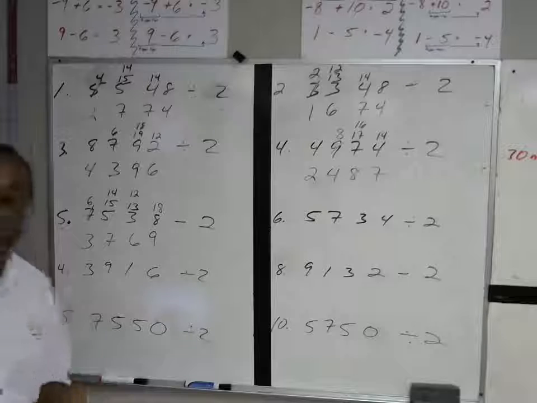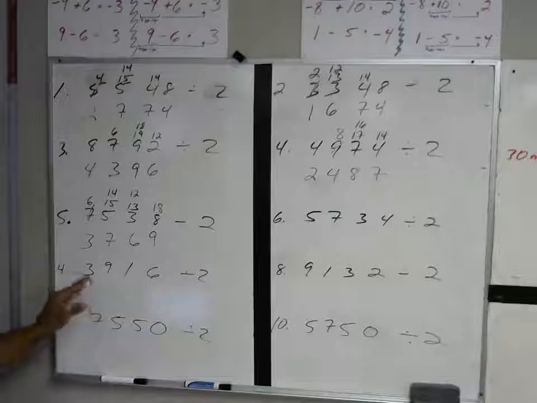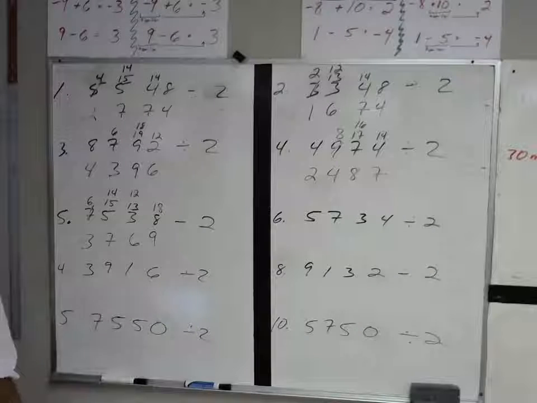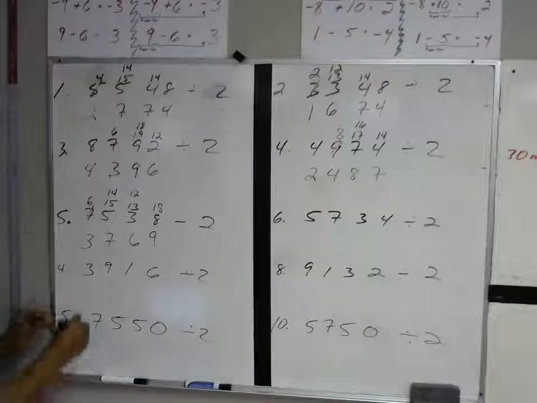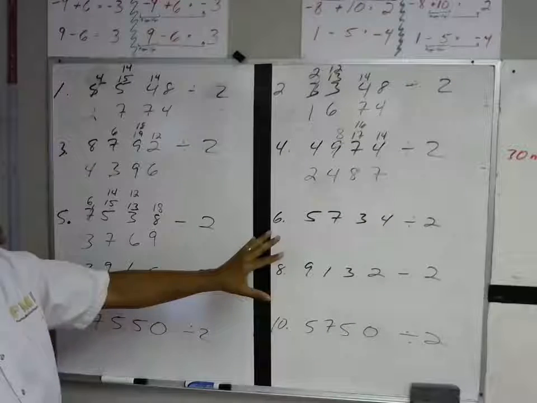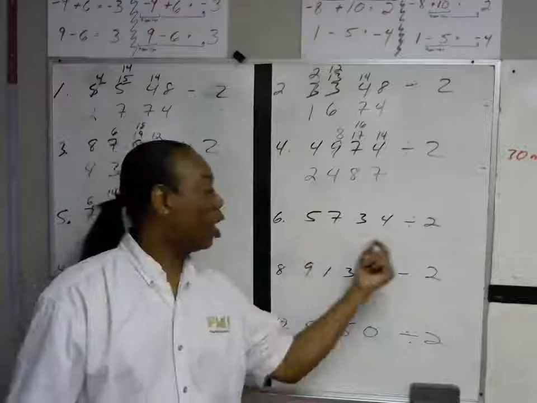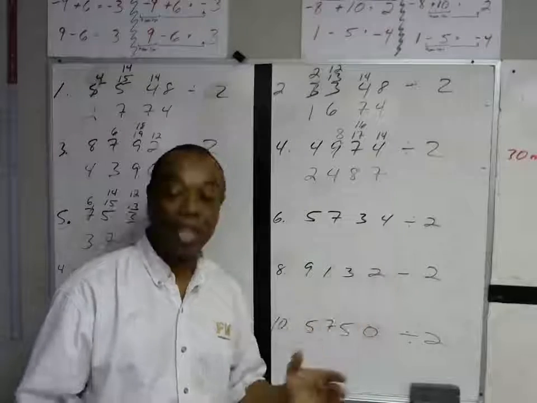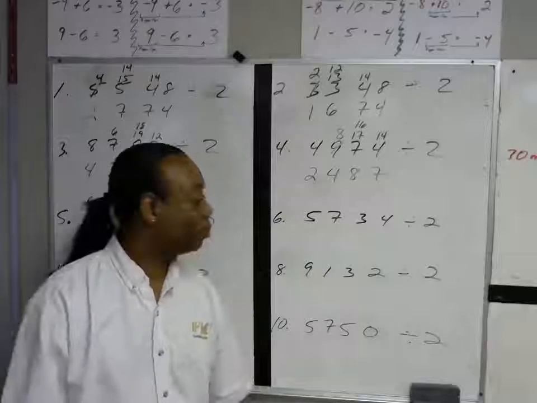Okay. Number 4, we cannot take half of 3, so we're going to make that a 2 by borrowing. Oh, sorry. Let's go to number 6. Okay, go ahead and do number 6 and pause the video.